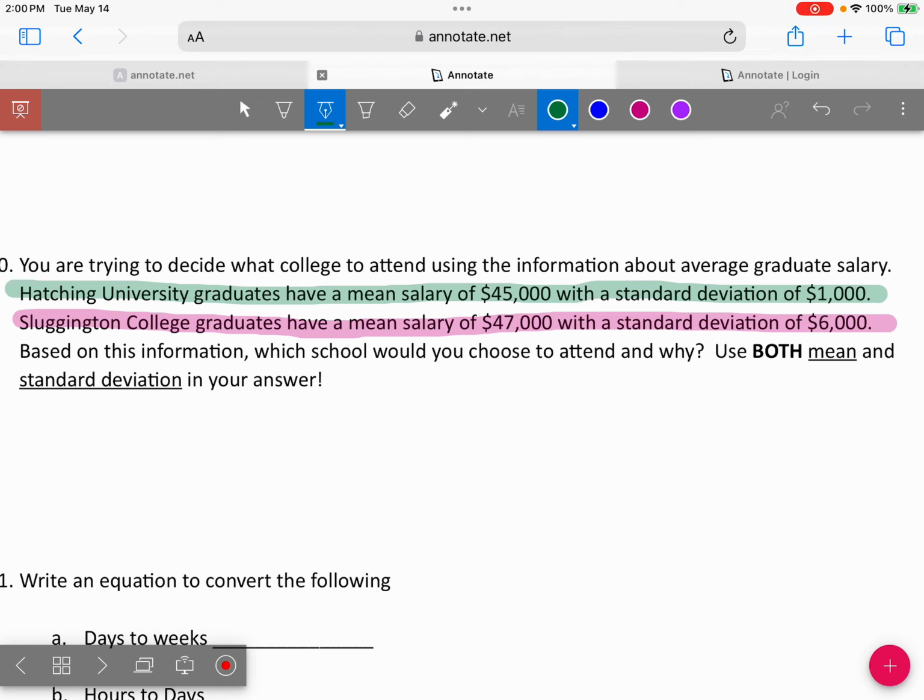Does anyone remember what our standard deviation is? Did you just say yup or nope? I was going to say I couldn't tell. All I heard was the up.